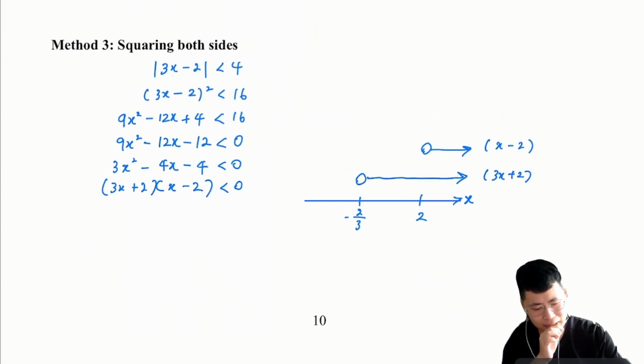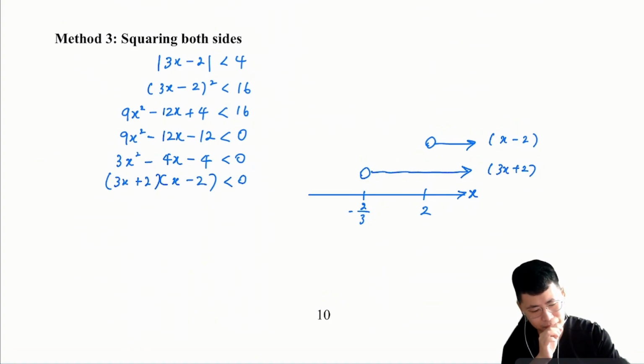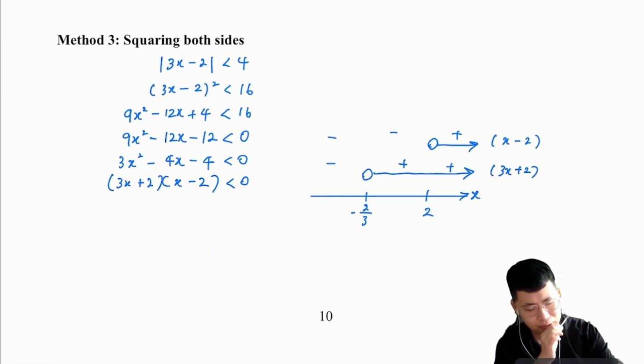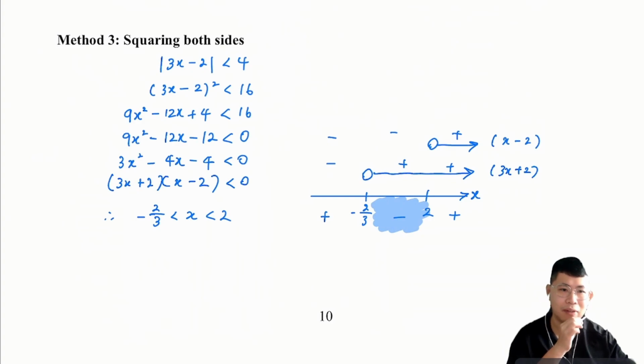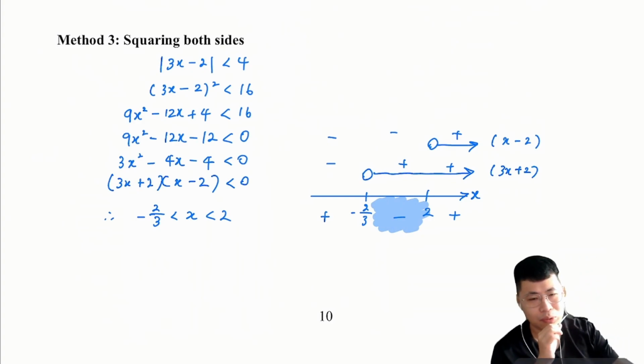Now I'm going to put the positive above. These are the numbers that will make the factor positive, and the region outside is the one that will make the factors negative. So negative times negative will give me positive. Negative times positive give me negative. Positive, positive give me positive. So the region less than 0 is going to be this middle region over here. So therefore, the solution that I have would be between negative 2 over 3 and 2. Right? So this is the solution if we want to square both sides.